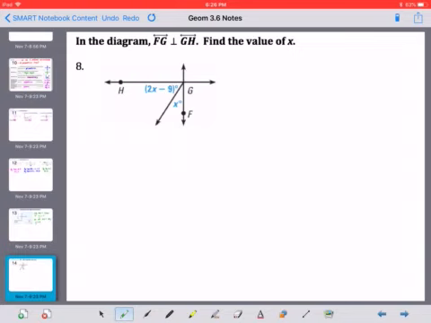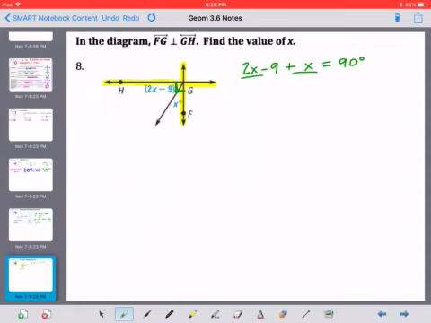Okay, let's look at example 8. So they tell us that in this diagram, line FG is perpendicular to line GH. If that's the case, then this has to be a right angle, and we know that those have to add up to 90 degrees. Then we can say 2x minus 9 plus x equals 90 degrees, and from here we can just use algebra to solve.